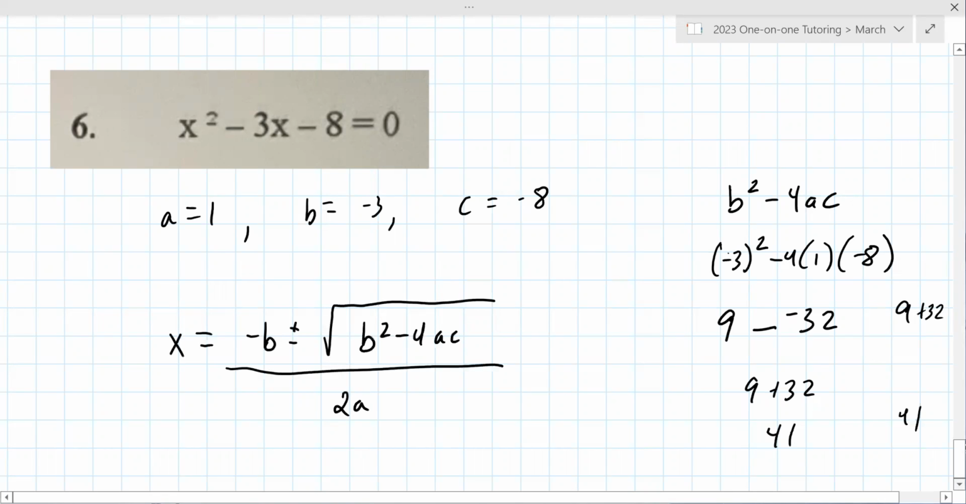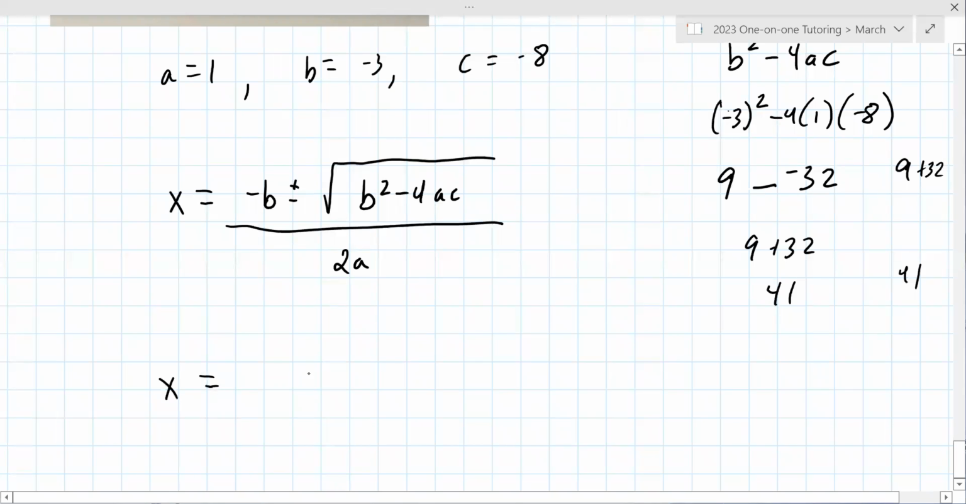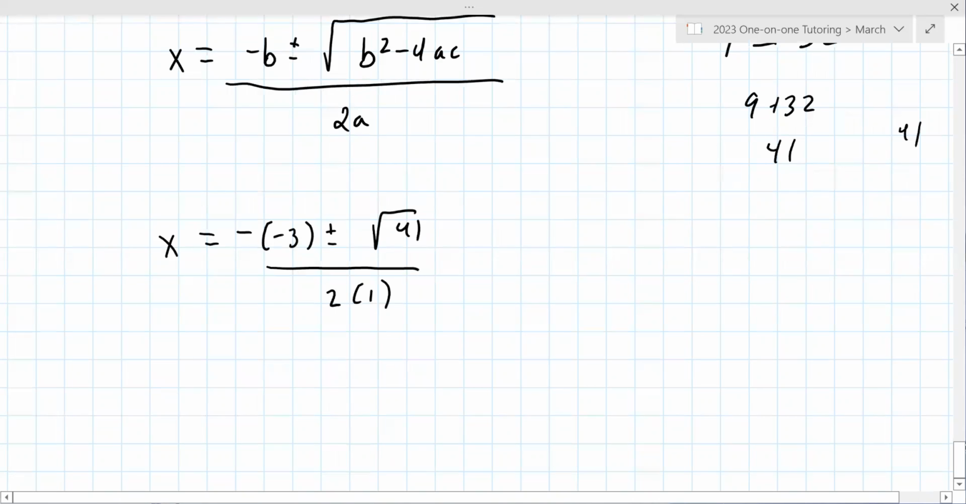All right. So we've got the numbers down. It's -3 plus or minus the square root of 41 over 2 times 1. The square root of 41. Can this be reduced? What do you think?